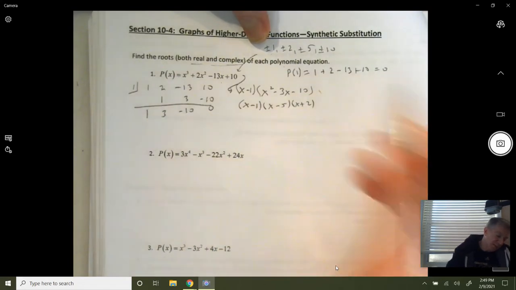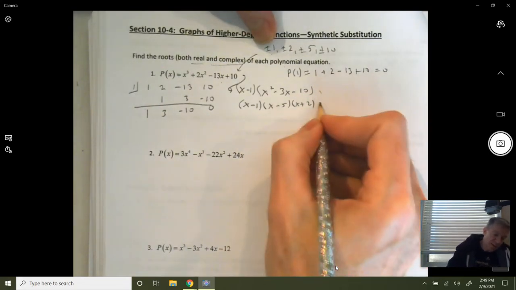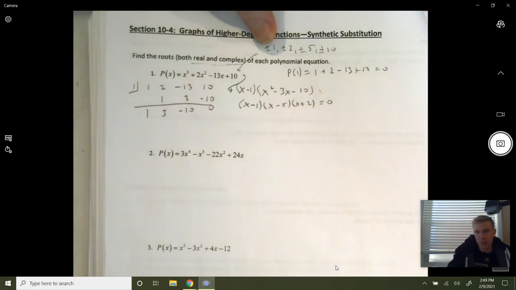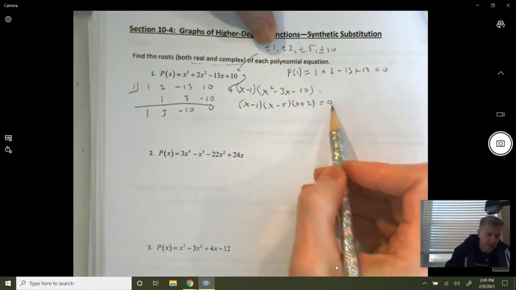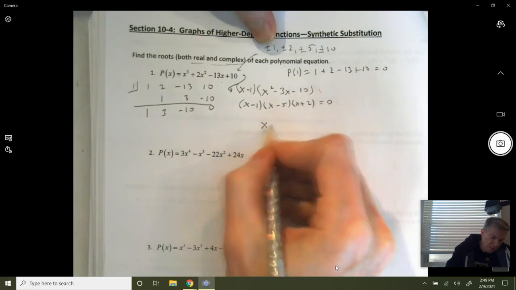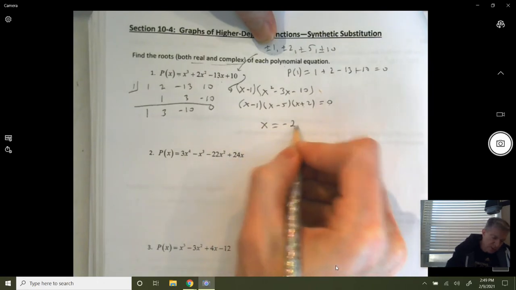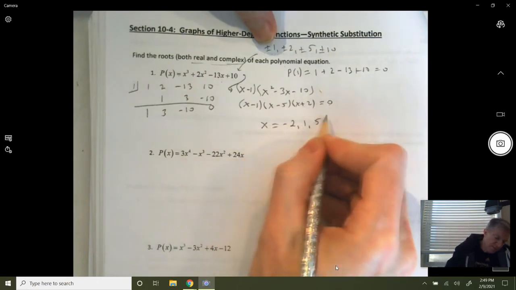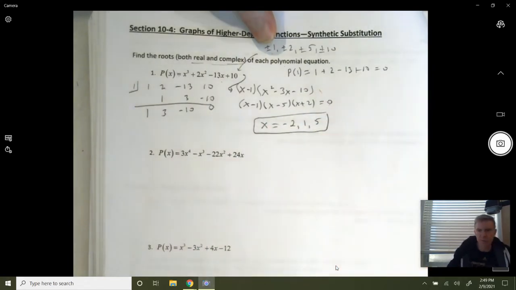And to find the zeros or the roots, we set this equation equal to 0. That's going to find what value of x makes our y value 0, and therefore our x-intercept. So x equals, we've got negative 2, positive 1, and positive 5. So there's our 3 roots or our 3 zeros. Let's try the next one.